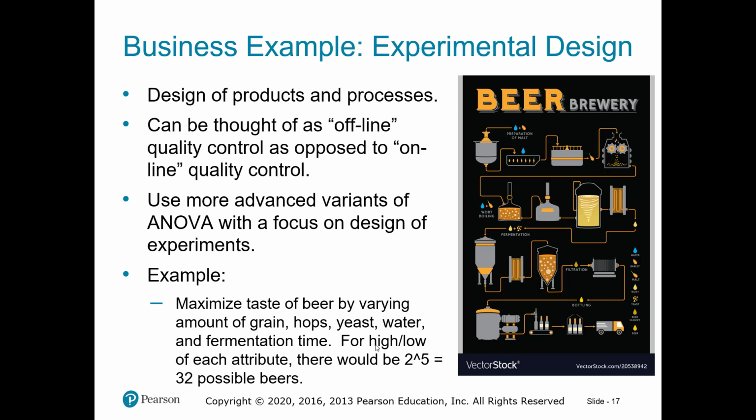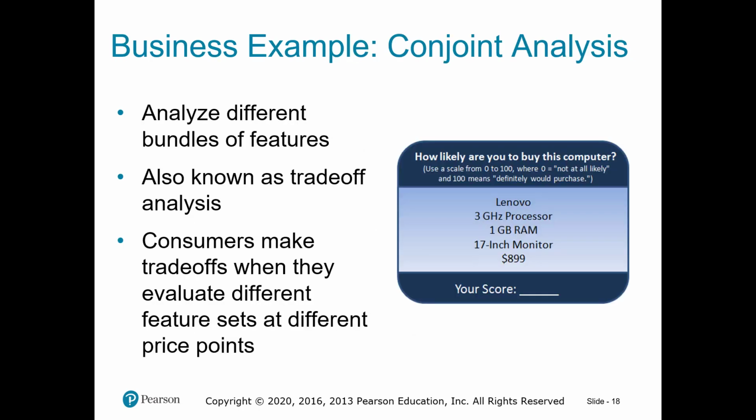That's some of the technicalities of experimental design, which in reality, you probably need an entire class on experimental design. We're just going to cover the basics in this class. But the idea is we have these independent variables we're trying to test. We've got a dependent variable, i.e. how good the beer tastes. We want to optimize the taste by varying these different parameters.